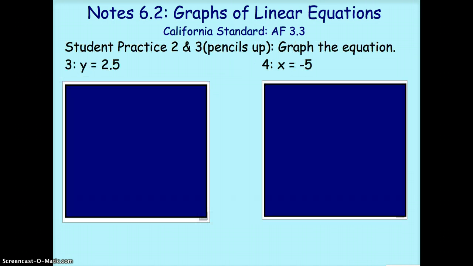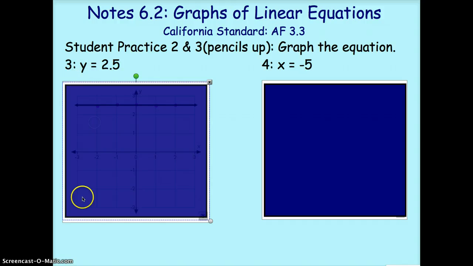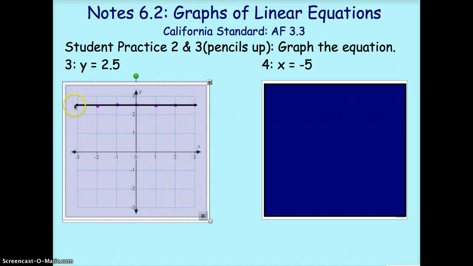Okay, so go ahead and try that out on these two. Go ahead and plot your graphs. Notice on number 3, y is always 2.5, and on number 4, x is always -5. So as we can see, it's a y equals, so it must be a horizontal line. And there you go right there. We've got a bunch of points plotted.